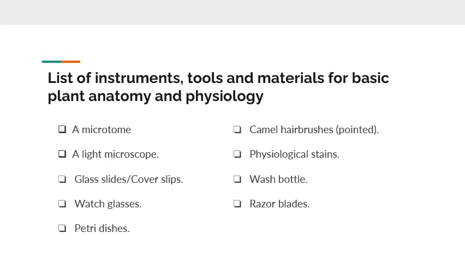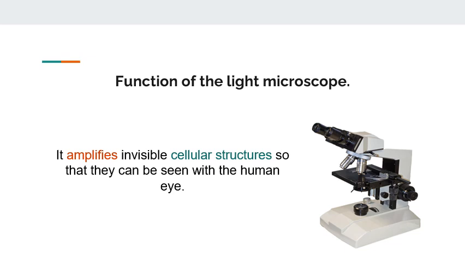As we continue in this video, we'll talk about the functions of each of these materials. So here we have a light microscope. What does it do? The light microscope amplifies invisible cellular structures so that we can see them with our eyes. In future videos, we'll be going into details about the microscope, its parts, and how we can operate them efficiently.